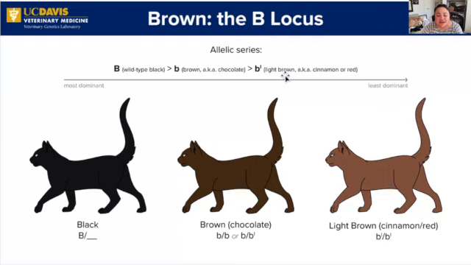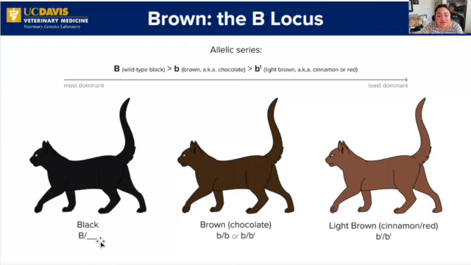And in this diagram, there is a scale going from the most dominant to the least dominant to emphasize the linear hierarchy of dominance in this allelic series. I also want to point out how this diagram uses an underscore or a line to show the dominance of the capital B allele.